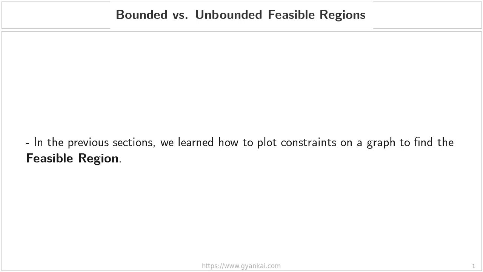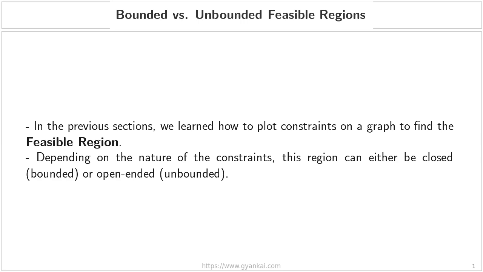Welcome, everyone. Before we dive into today's new topic, let's take a quick moment to recap what we've covered so far. In our previous lessons, we practiced how to take a set of mathematical constraints and plot them on a graph to identify what we call the feasible region, that specific area where all our conditions are satisfied simultaneously. Now, as we move forward, you'll notice that not all feasible regions look the same.